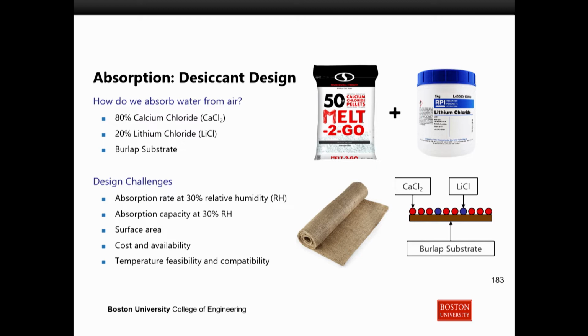And we also chose burlap as our substrate because it's available throughout the world, and it also has the property, similar to microfiber cloth, where it's able to wick away water, and it's able to be sustained at even high temperatures, which is really good for our solar oven design.